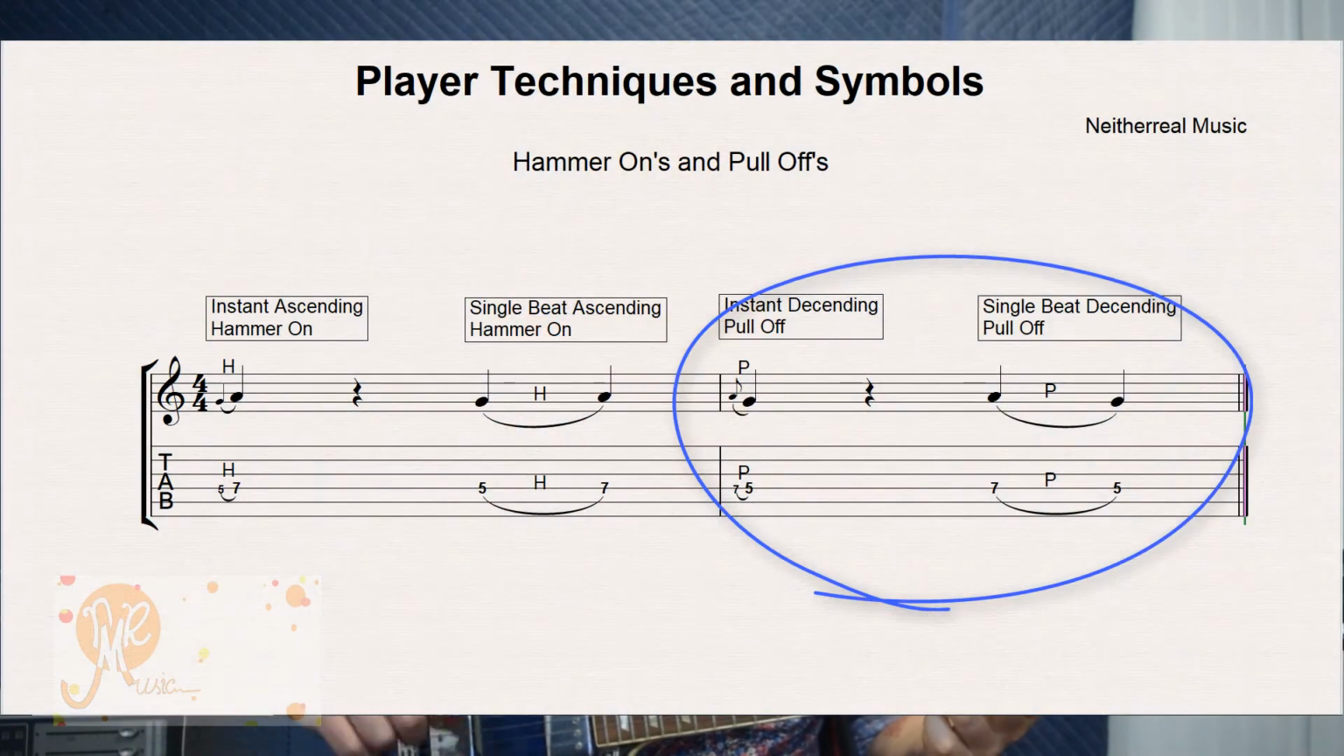Pull-offs work in the exact same way, but in reverse. I'm going to have both of my fingers down. My 3rd finger on my 7th fret and my 1st finger on my 5th fret. I'm going to pluck. And your goal is to pull down with the finger that's doing a pull-off. It's called a pull-off, not a lift-off. I can also have that take place over the course of one beat. 1, 2, 3, 4.